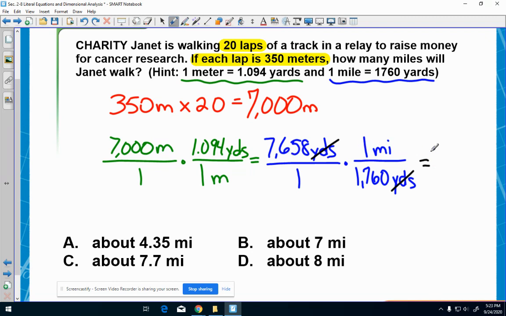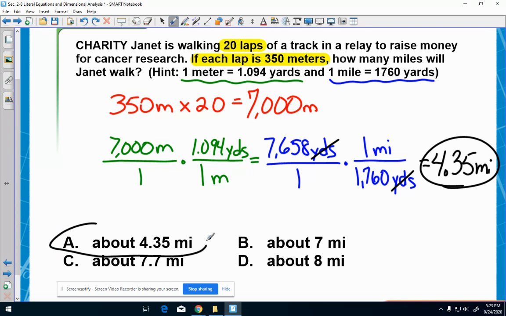You can see here that you have 7,658 in your numerator multiplied by 1, so just 7,658. And in the bottom, you have 1 times 1,760. So we're doing 7,658 divided by 1,760, and that comes out to be about 4.35 miles. Okay. So that is going to be choice A down here.